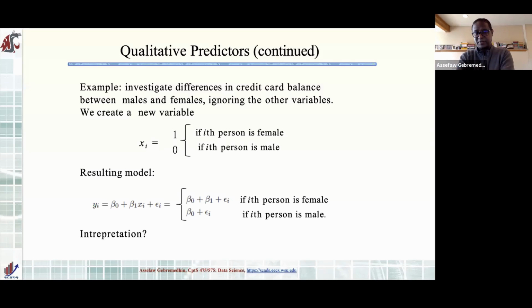One way to interpret this is to consider the one that has got a 0 as a base value, the base case, and then the other one will be the difference between that base case and what will happen when the person, for example, is a female compared to a person being a male. That is how you would interpret it.